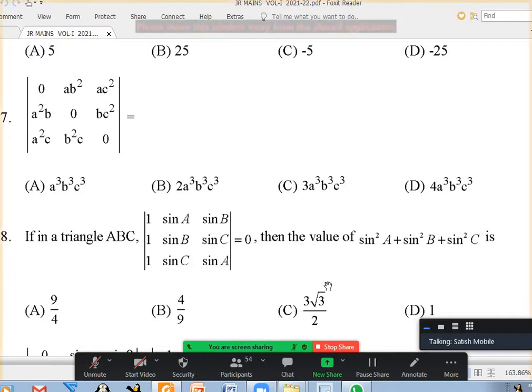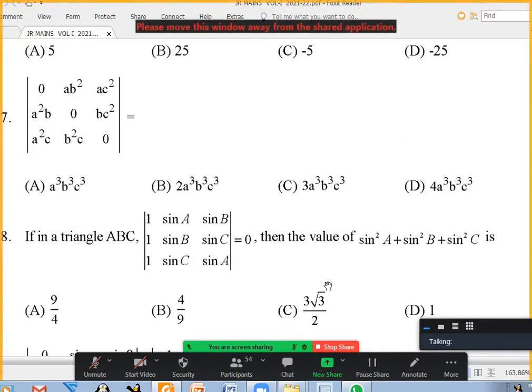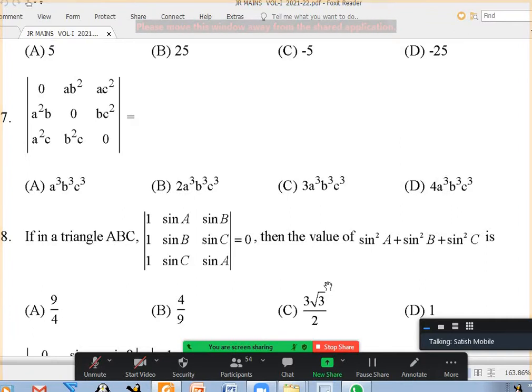Okay, 47. 0, AB square, AC square, A square B, 0, BC square, and A square C, B square C, 0. Okay, in the beginning, determinant, just expand. You don't have to use any properties here.